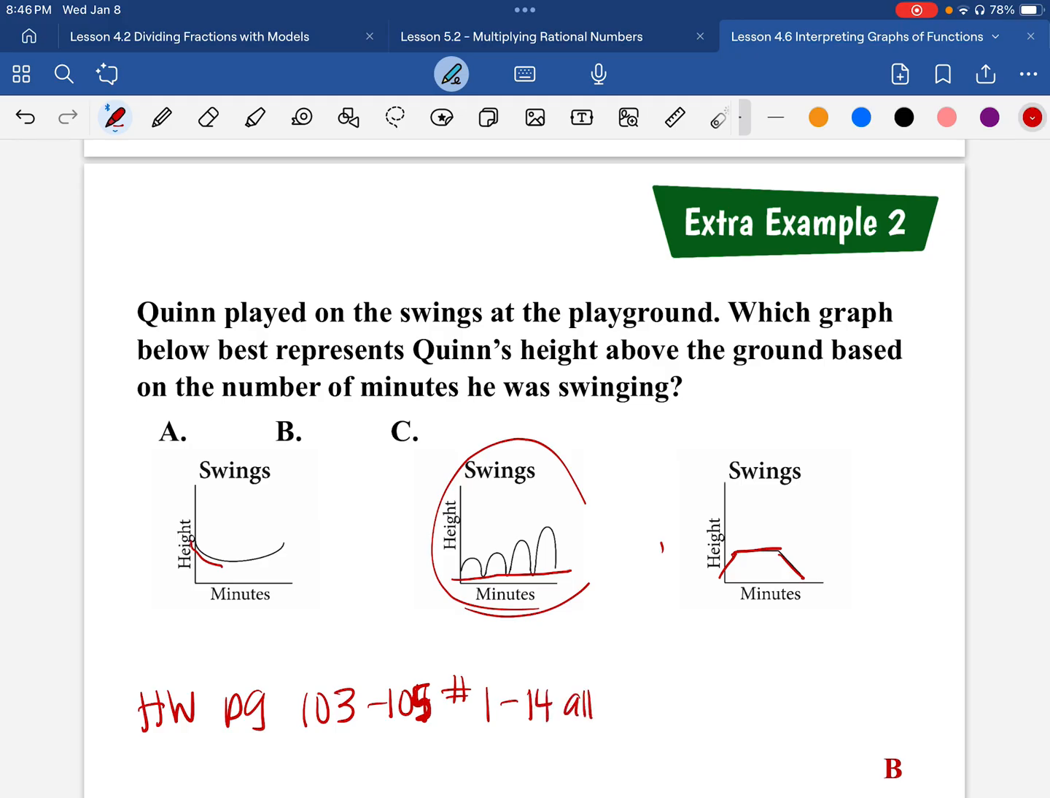Remember, there's going to be some where they're showing you a couple different graphs, and you kind of have to decide which of the graphs fits best. So just think through, what is that graph telling you? Look at the y and the x-axis, and what are those two axes actually telling you?